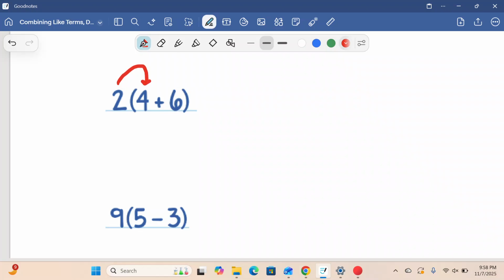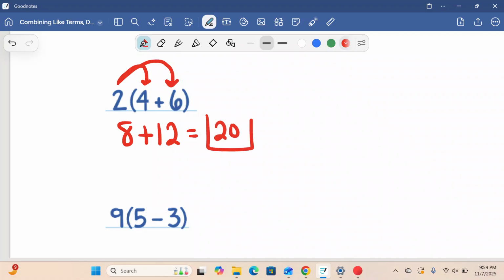So we say, well, what is 2 times 4? 2 times 4 is 8. So I am going to multiply it, and I'm going to put 2 times 4 is 8. Then I'm going to distribute the 2 and the 6, and I go, well, what is 2 times 6? And 2 times 6 is positive 12. And I'm going to write that down. Now, of course, I have 8 plus 12. That gives me a total of 20 for my distributive property.